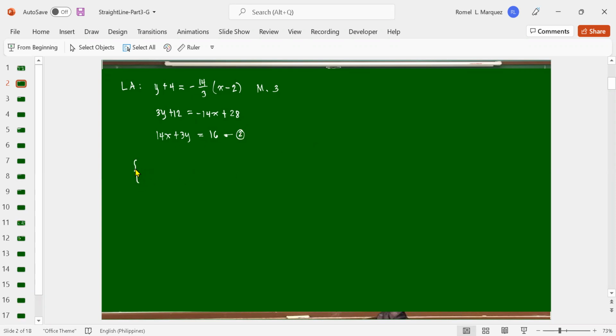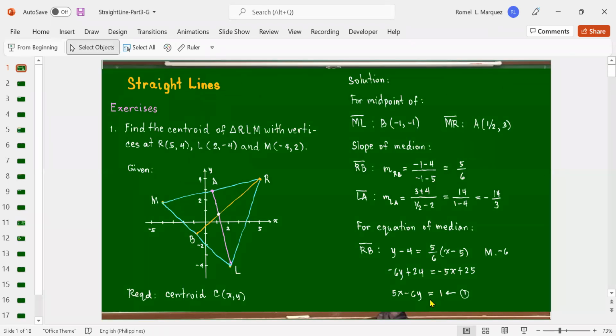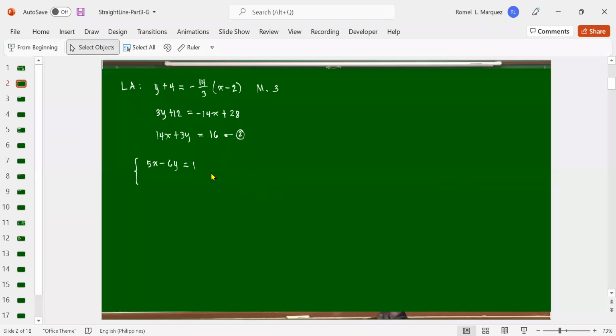So we have this system. What is our first equation? 5x minus 6y is equal to 1. Am I correct? So this is our equation number 1. Our equation number 2 is given by 14x plus 3y equals 16. So this is equation number 2.